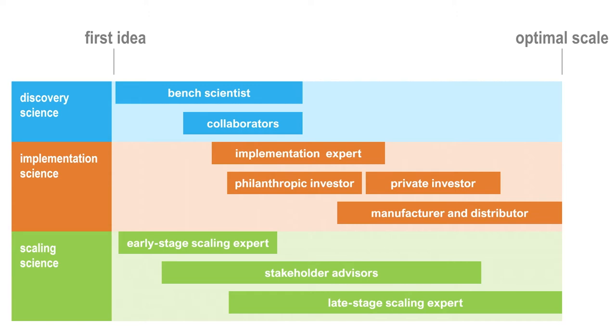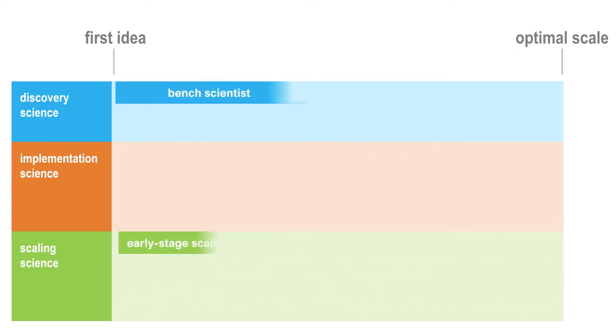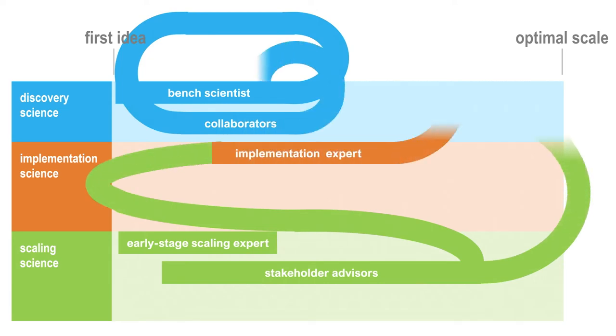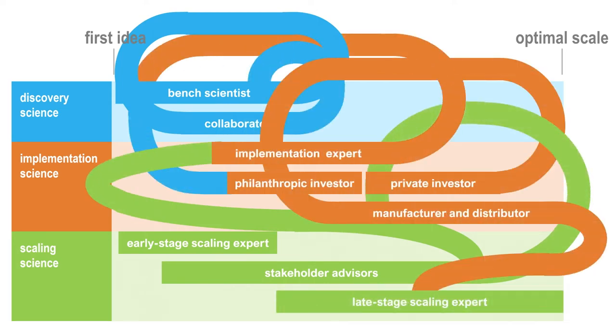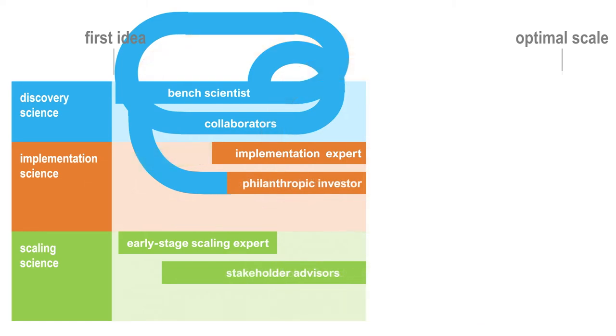I've laid this out as an orderly, linear process, but successful scaling is almost always messy. Those on the journey move forward and backward. They may overshoot optimal scale and need to descale. Sometimes, to be successful, they make the difficult decision to stop their efforts altogether.